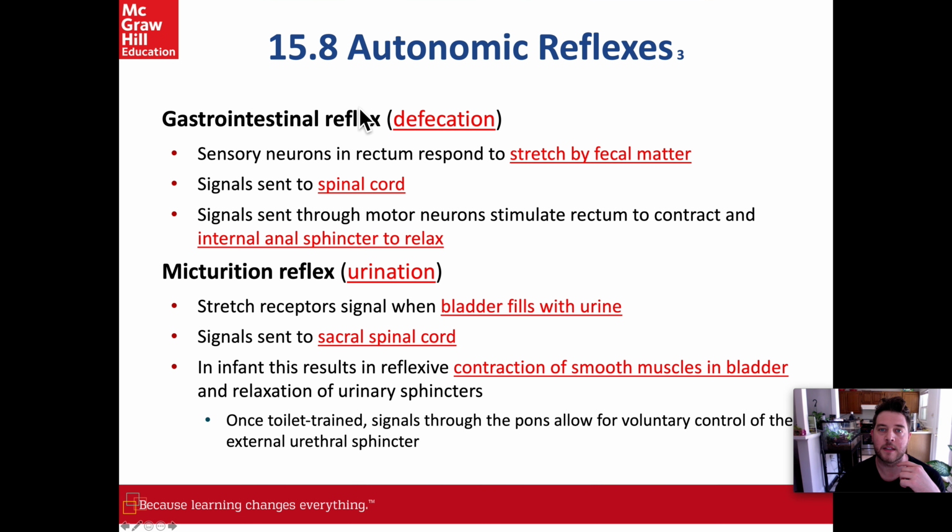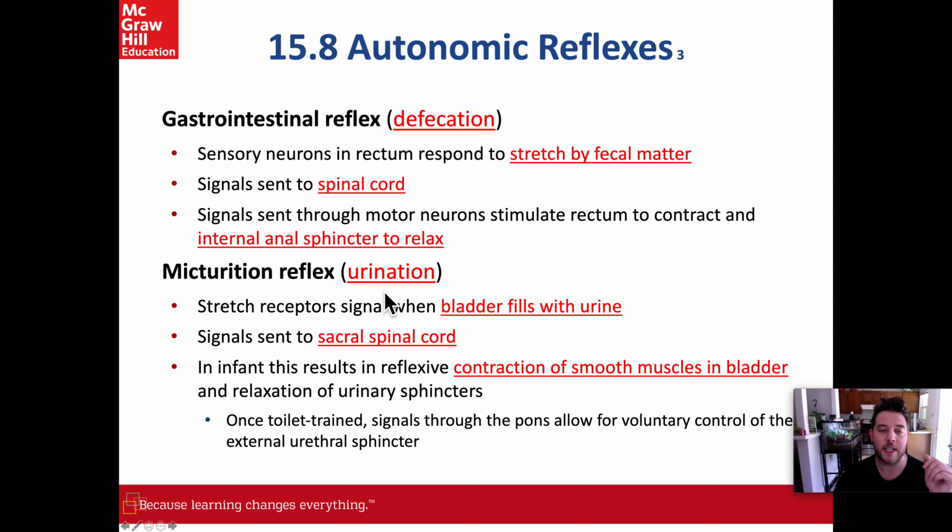Your gastrointestinal reflex is for defecation. You have sensory neurons in the rectum that respond to stretch by fecal matter. Again, same thing. As the fecal matter moves into the rectum, it stretches, it puts pressure on those mechanoreceptors, and they send signals to the spinal cord. The spinal cord signals are sent through the motor neurons to stimulate the rectum to contract and the internal anal sphincter to relax. We have two anal sphincters. You have an internal one that is involuntary and your external one, which is voluntary. So once we have this gastrointestinal reflex, the internal one will relax, and then we control at that point when we defecate. So notice this is going through the spinal cord. It's not going all the way up to the brainstem. It's just going to be staying in the spinal cord.